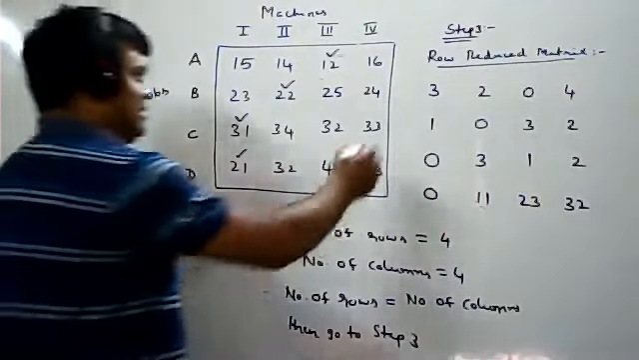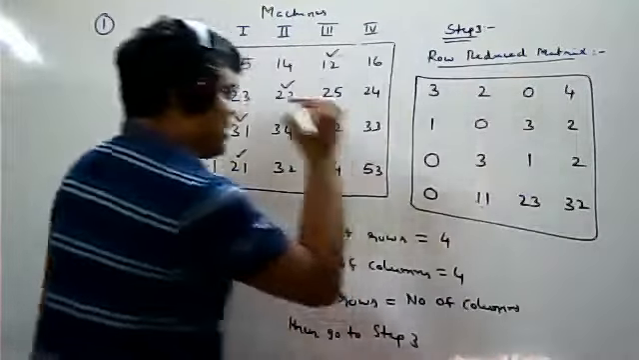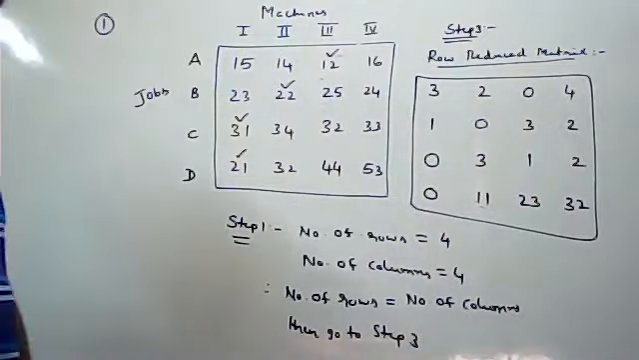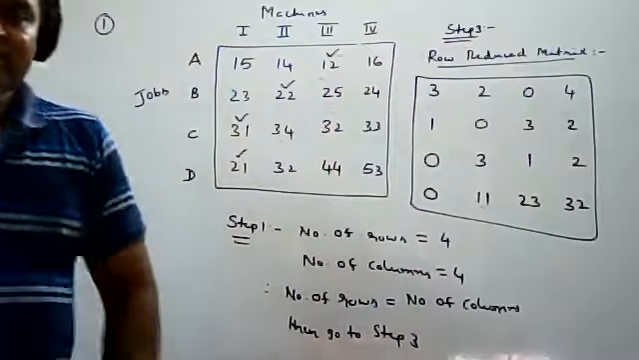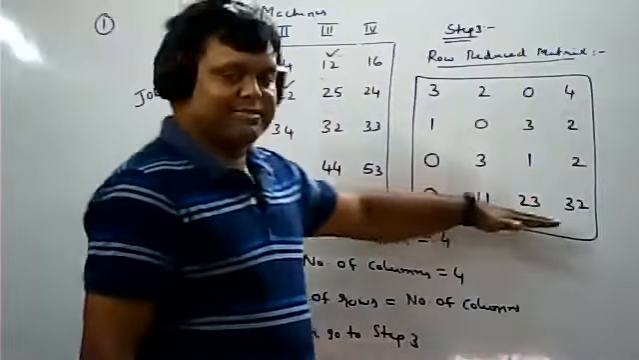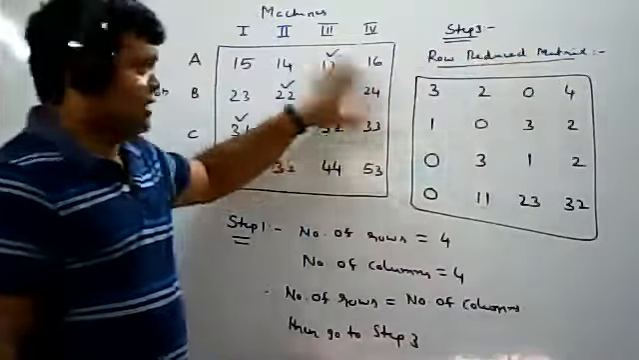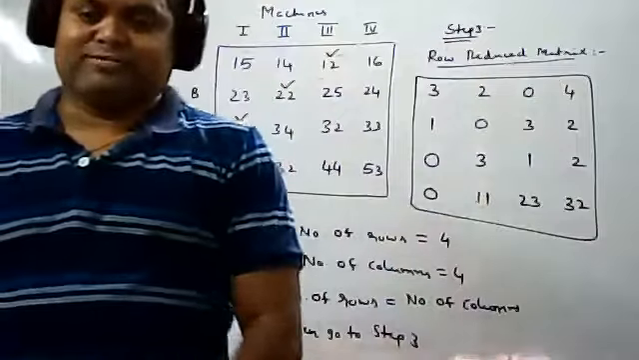So this is step number 3. Step number 3 is nothing but the row reduced matrix. Like this, you have to calculate the row reduced matrix. Now step number 3 is completed. For doing step number 4, step number 3 is main. So row reduced is the main table. Now rows I have completed. Similarly, I have to do the same procedure for columns.